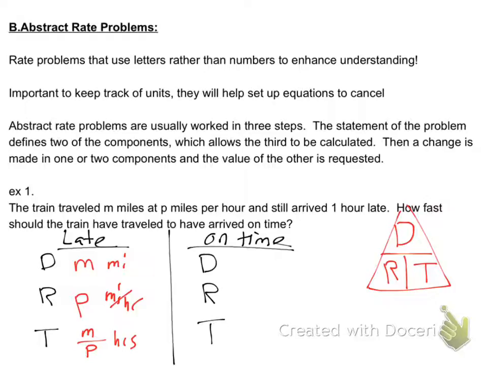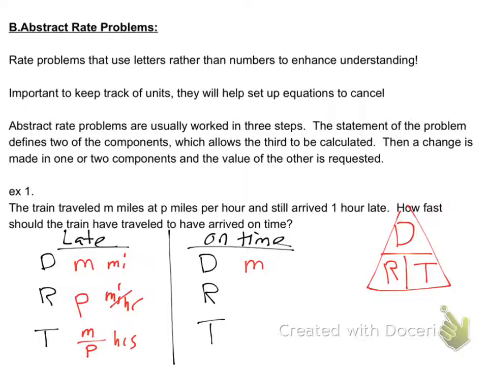Yeah? Now the question asks, well, how fast would he have to go? So maybe what's the rate if he wants to get there on time? So what doesn't change and what does change? What doesn't change? The distance. He's not changing. They didn't say he's going to go 10 miles further, which they could, but the distance doesn't change, so that's still m.